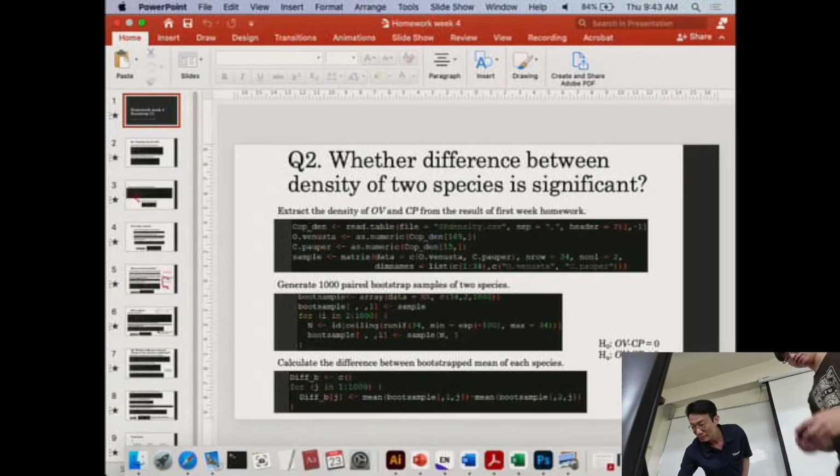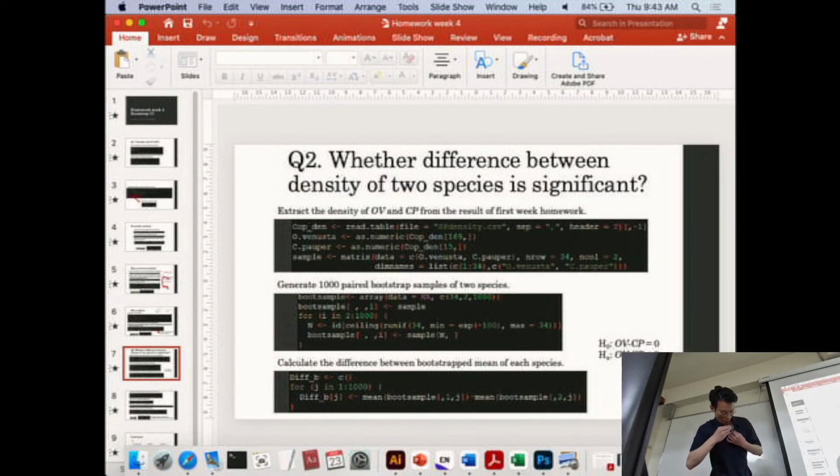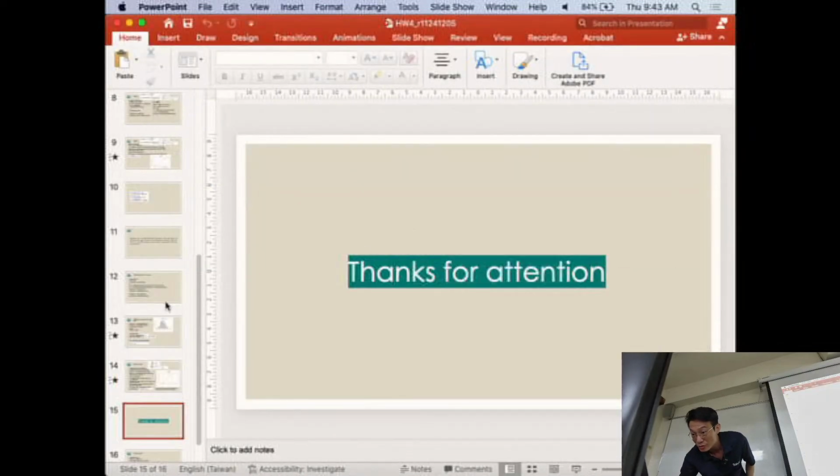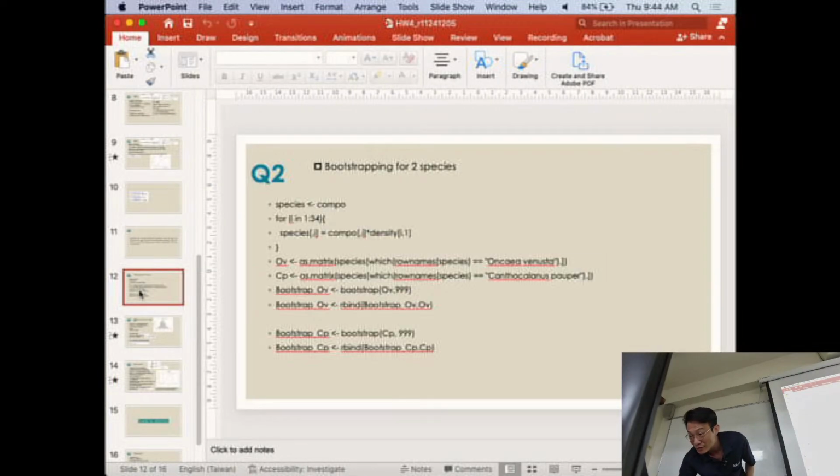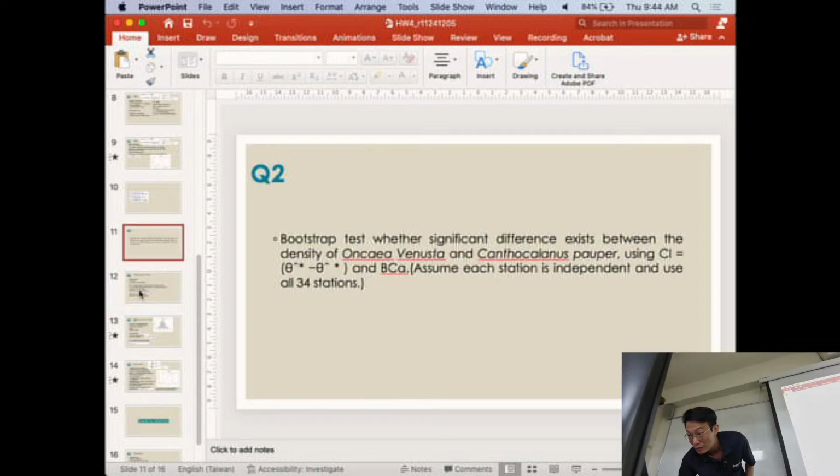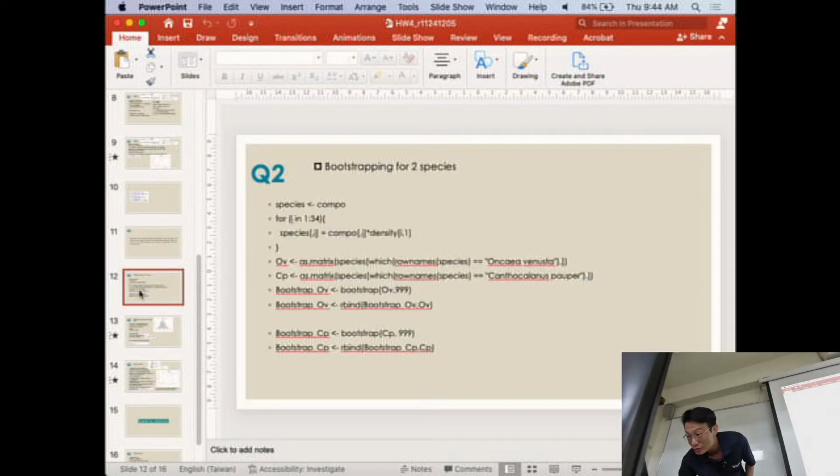Let me check. Let's go back to another previous homework. This one. So how do you do question 2? Right, so you do the independent bootstrap. You do the independent bootstrap, you are not using the same index for the two, right? Yeah, so this one is correct.